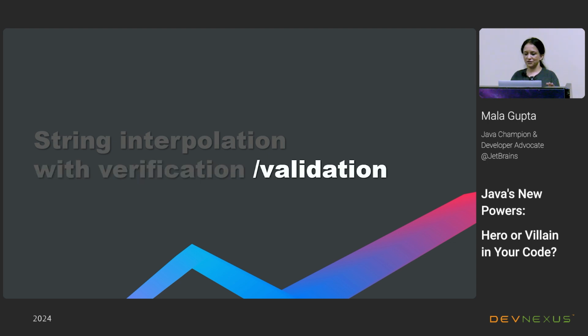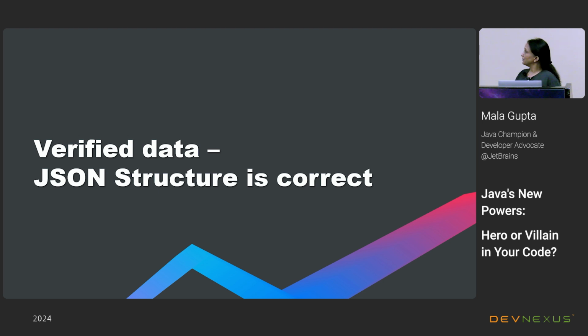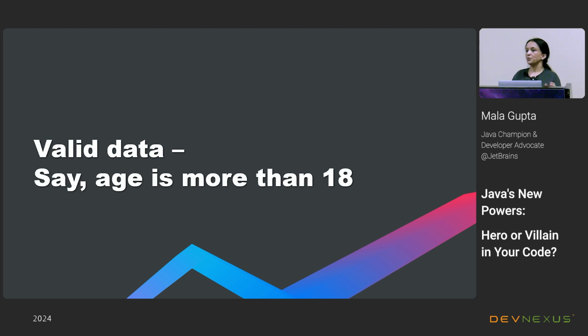Now again, what's the difference between these two? Let's say if we talk about verified data in the context of a JSON construct, if the structure is correct, we could say that it's verified JSON. But what about valid values in that JSON? So let's say we're talking about JSON which is for details of a person who is in the voting list, if the age is more than 18, then the data is validated, otherwise it's not.